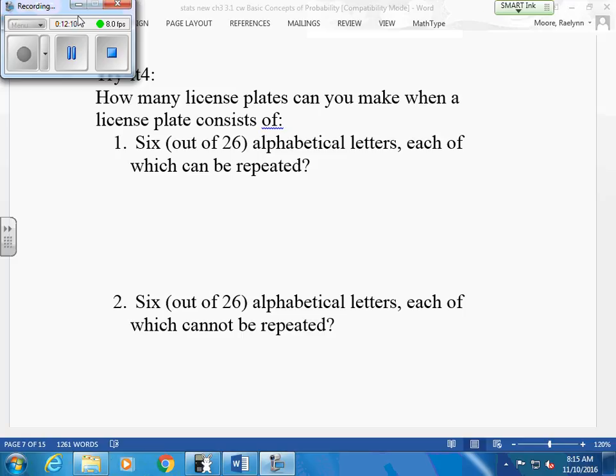So we're going to lay out 6 positions. Out of the 26 letters, each of these can be repeated. So what are these going to have on their lines? 26. 26 for everybody. And what are you going to do with these numbers? Multiply. Your counting principle says multiply them. That's a lot of license plate numbers.